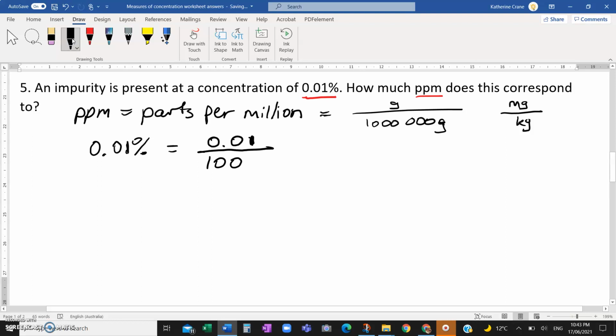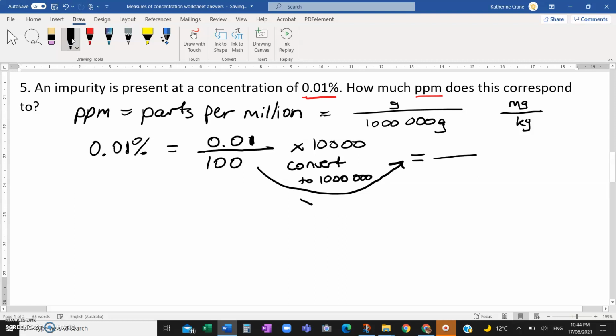So I've got 100 here, and I want to convert it to 1,000,000. Convert to 1, 3 zeros, 6 zeros. I do that by timesing it by 10,000. That will give me enough zeros: 2 zeros and 4 zeros is 6 zeros. That's my thinking. You might think a bit differently. I'll show you another way of doing this afterwards.